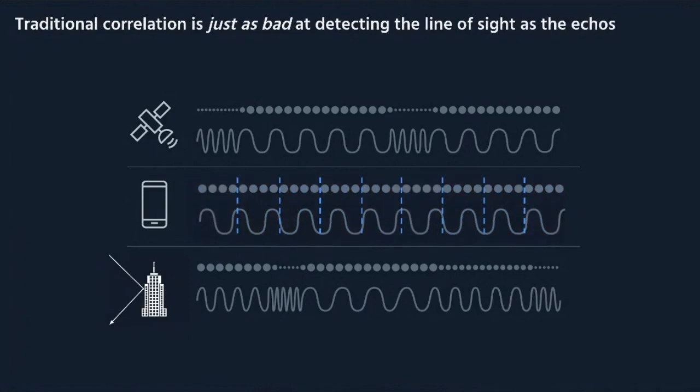The textbook correlators, meanwhile, are effectively just as bad at accurately picking up the line of sight signal as the non-line of sight. They're not really perfectly tuned for either. And that's the problem. That's why they've always historically been picking up the stuff you don't want as well as the stuff you want. They've never actually been tuned properly to the stuff you want.